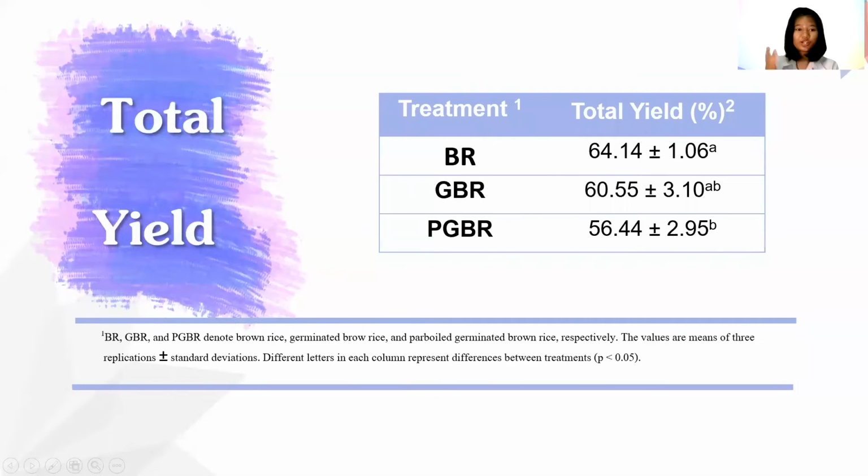This slide shows the total yield of samples, and the total yield of samples varies between 56 to 64%. In this result, especially for the PGBR, the total yield is lower. Compared to the control brown rice, the parboiling step reduces the yield of the sample. However, the germination process without the parboiling step did not significantly affect the total yield.